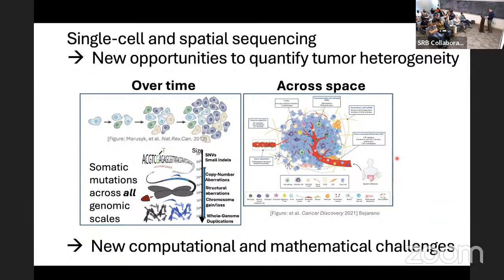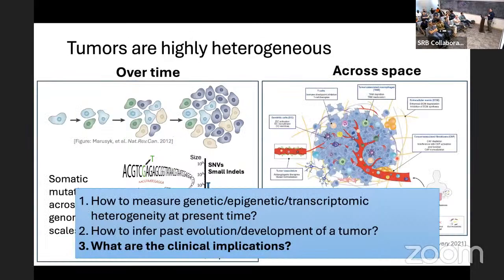Indeed. And hopefully next time I come, I'll be better prepared. I'll just leave you with a question that in my group we are not always so well positioned to answer because we're sitting in a computer science department. But it's a question I always get asked, and probably many of you here are better positioned to answer things about the clinical implications of tumor heterogeneity across time and space.